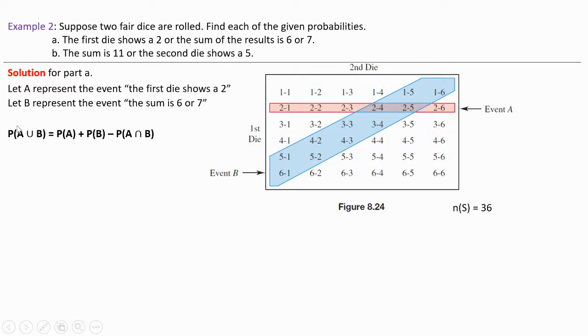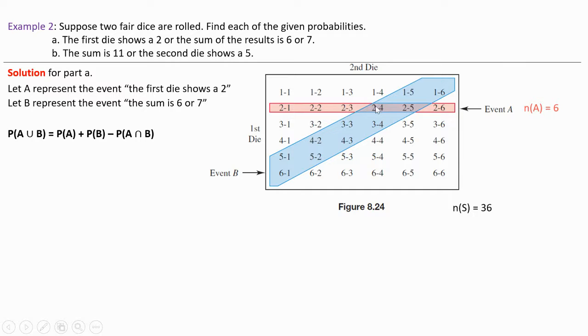Now, if you notice, event A says the first die shows a 2, you see? So this is event A. This is my first die showing a 2, and so forth. So it's going to be 6. N of A equals 6 because there are 6 of them.